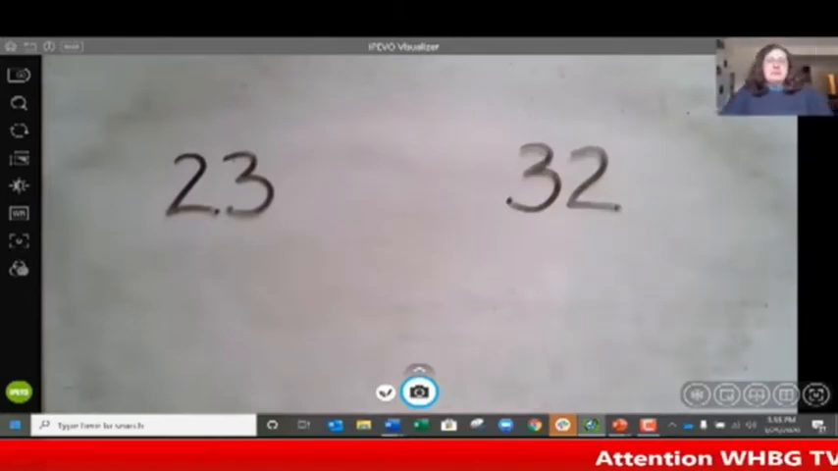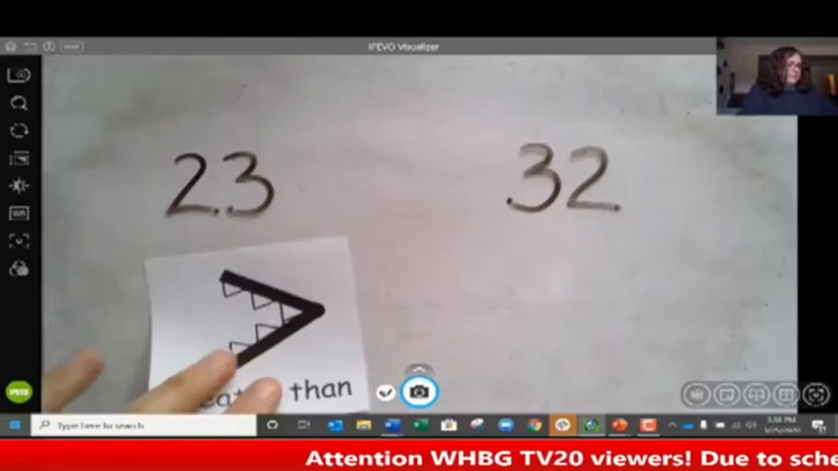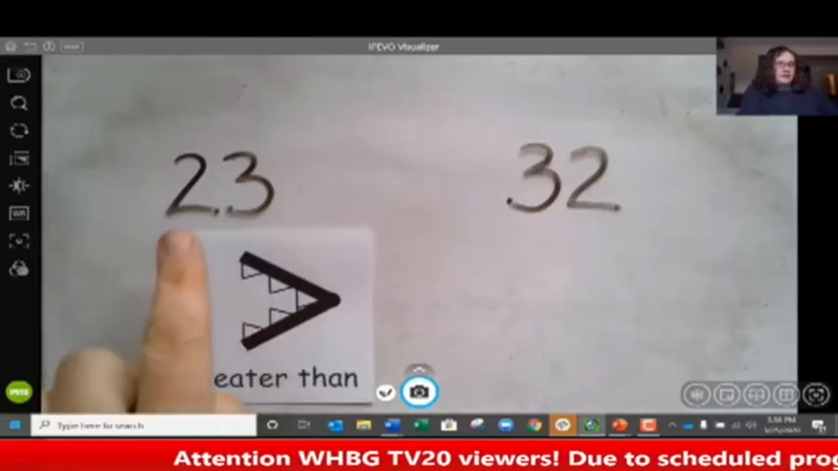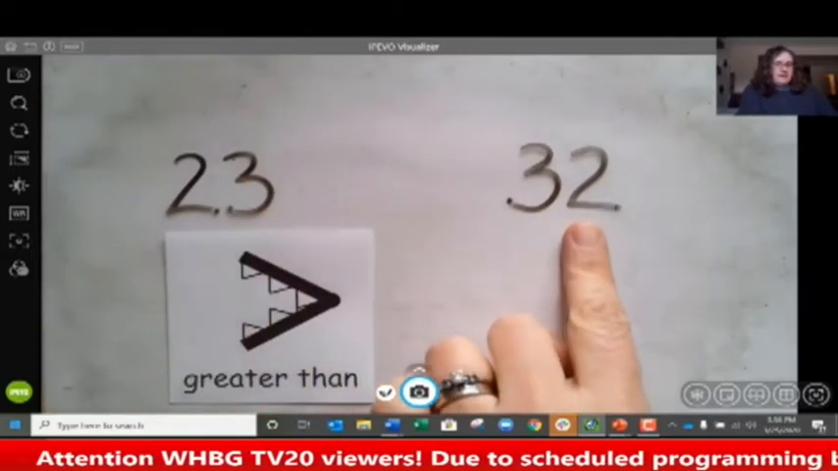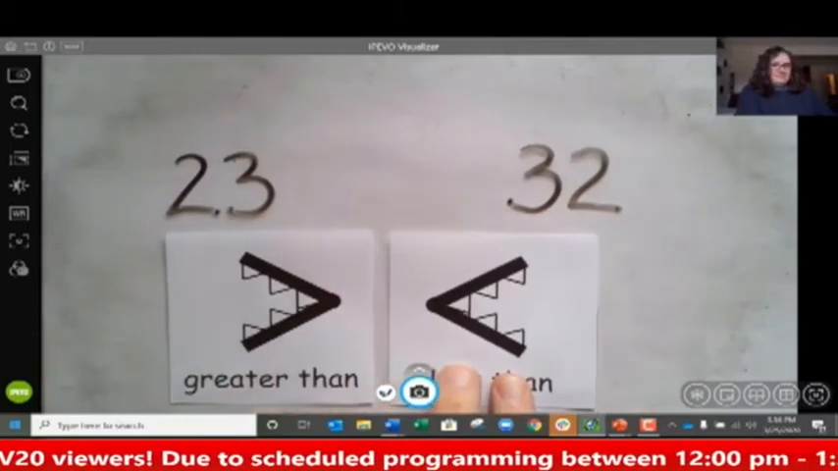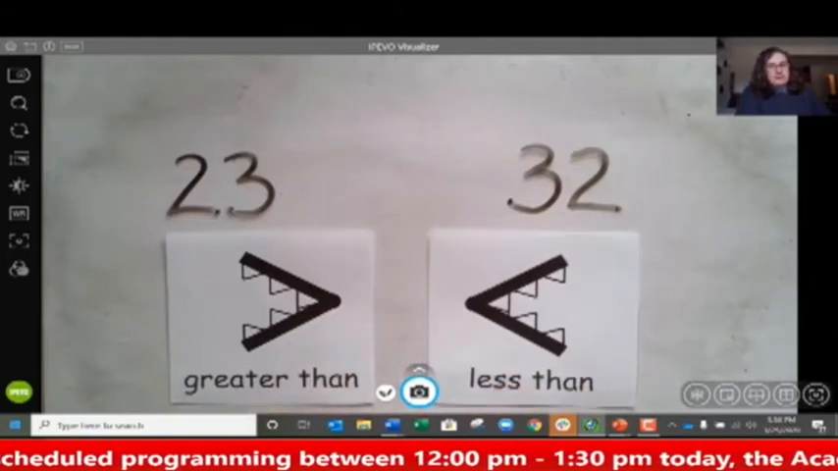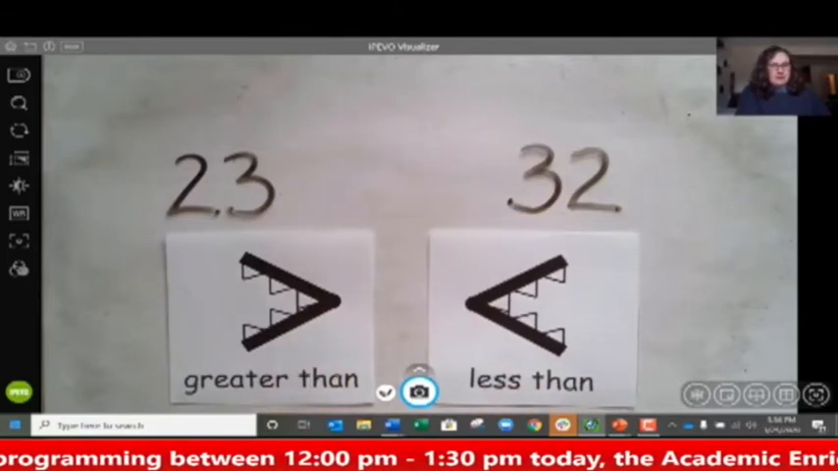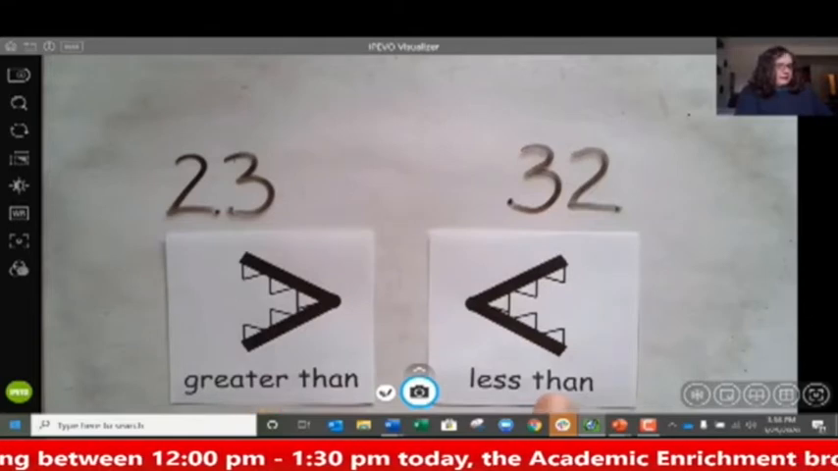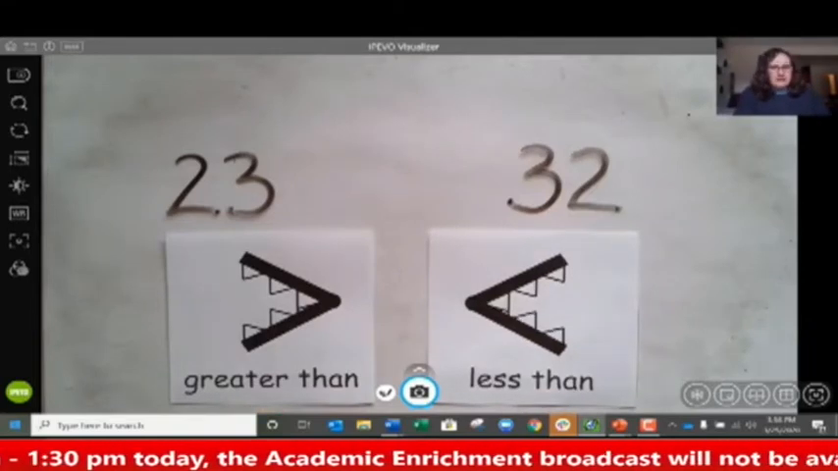If you have a whiteboard or a piece of paper, why don't you try this one with me? Write the number 23 and the number 32. Now decide which symbol or which way the alligator's mouth is going to point. Greater than or less than in the middle. Go ahead and draw the symbol.